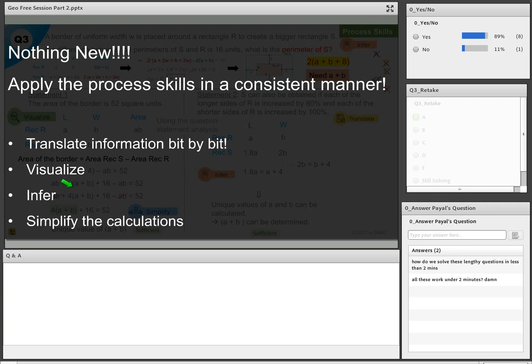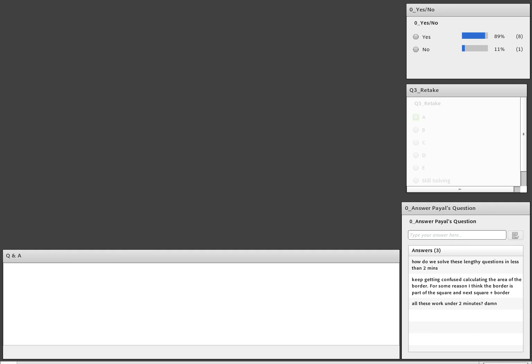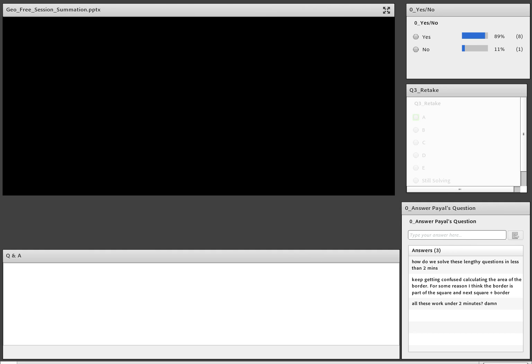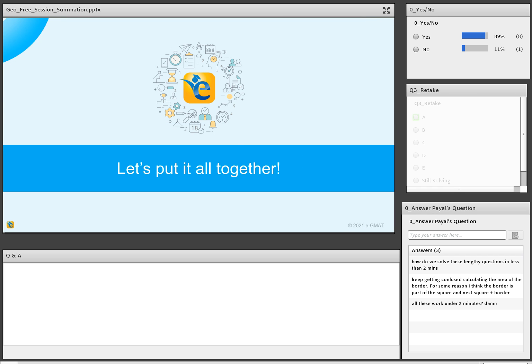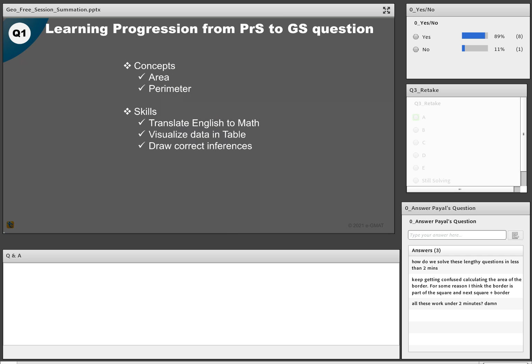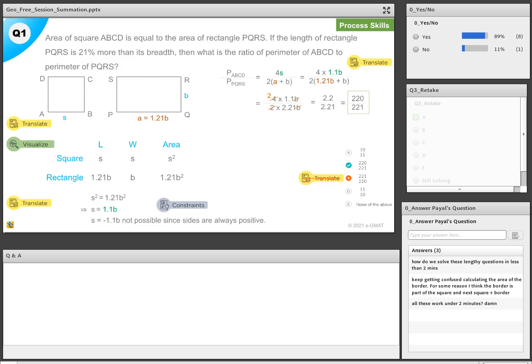Now let me summarize all that we have seen here. It's very important to summarize, so we need to put it all together so that you can see. If you look at question number 1, the concepts that it covered were area and perimeter. The skills that you utilized were translation, visualizing the data in the table, and drawing correct inferences. That's what we did over here.